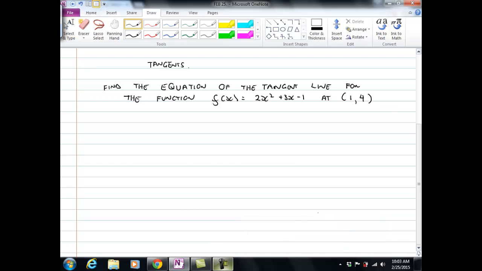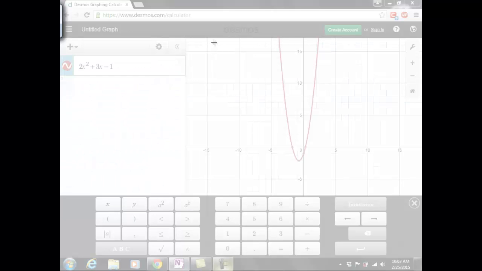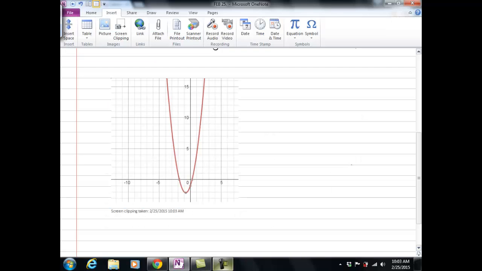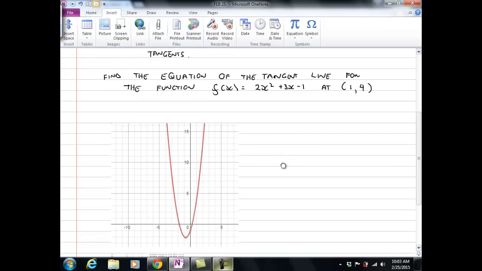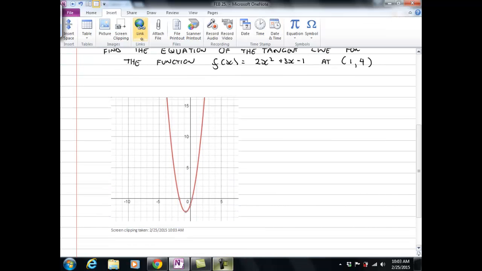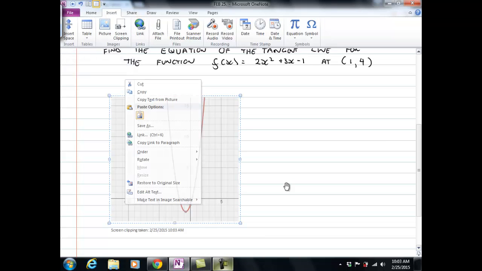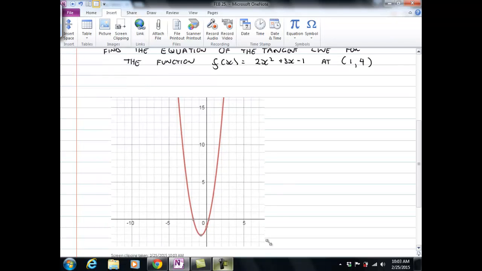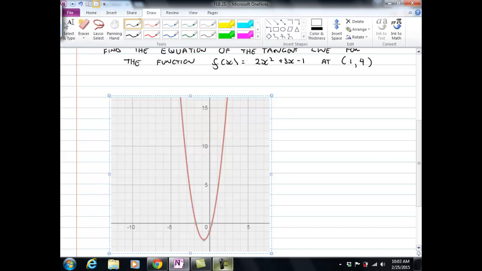Okay. So if I look at this graph, I'm going to show you what this graph looks like. And I'm going to show you what the question is really asking. Here's my graph that I drew out for you. They're asking you, I have a point. I'm going to make this a bit bigger for you to see. There's a point 1, 4. 1, 4 right here. Find the equation of the tangent line.